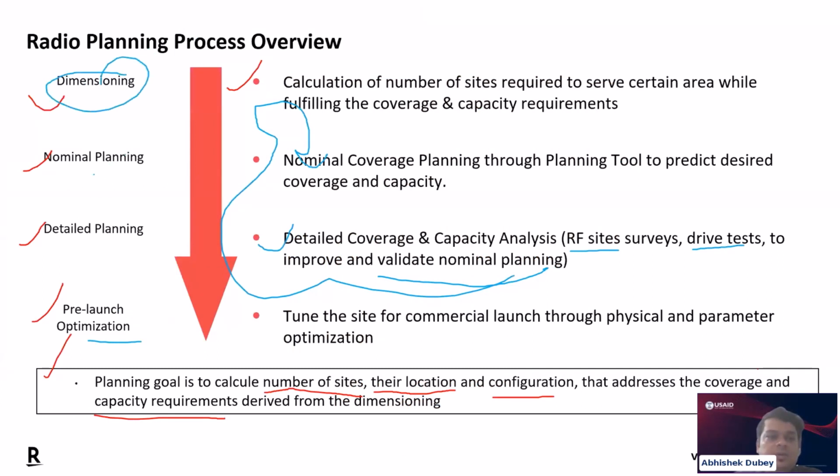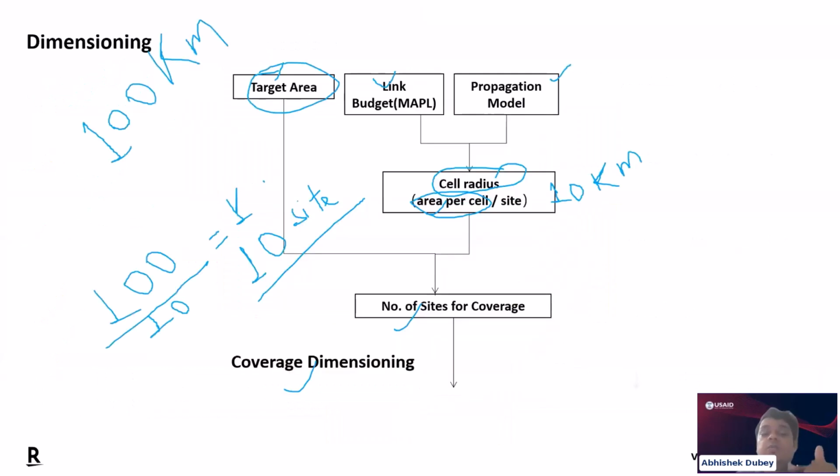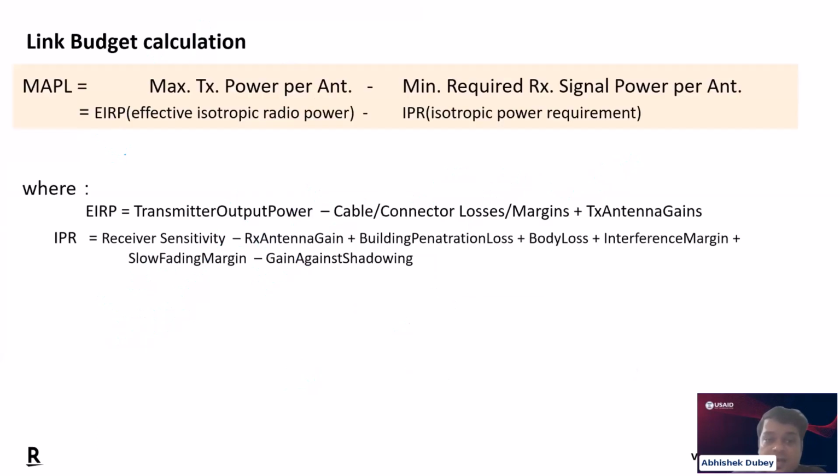The next part is nominal planning. We will go to the nominal planning at a later stage. First, we need to see dimensioning and its parameters. So we perform the coverage dimensioning. We will also look at the capacity dimensioning, because you cannot figure out the final number from the coverage only. You have to think about capacity as well. So we are going to see the capacity as well in some time. Let's see the parameters which you require for the coverage dimensioning.